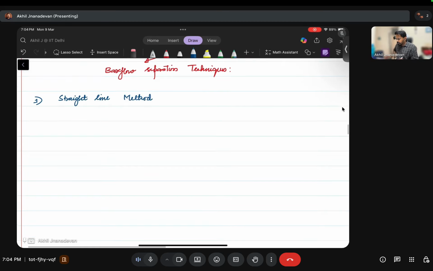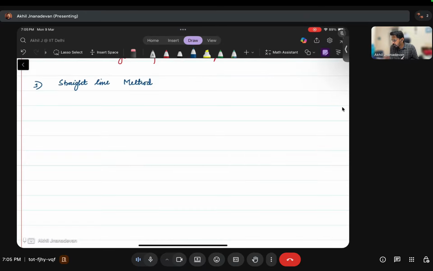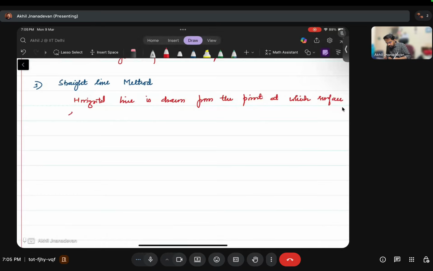Okay, so in the straight line method, what we'll be doing is a horizontal line is drawn from the point at which the surface runoff begins to the intersection with the recession limb or falling limb.